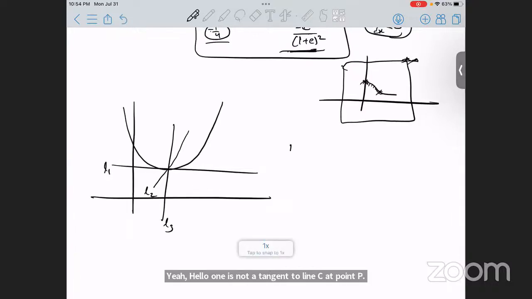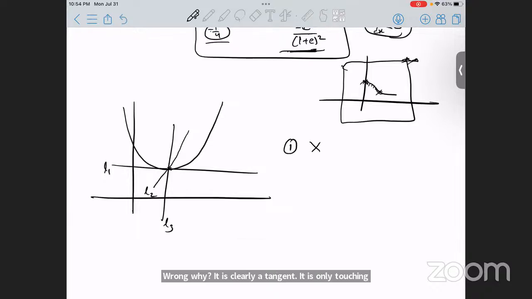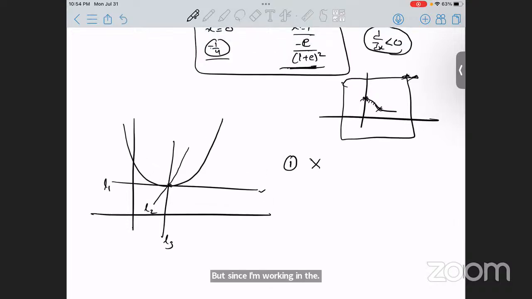Is it correct? Is option 1 correct or not? Wrong, sir. Wrong. Why? It is clearly a tangent. It is only touching at this point. But it's a vertical line, right? Not a horizontal. Look, so option 1 is wrong. Coming to option 2, L2 is a tangent line to curve C at point P. No, it is wrong. L2 is also not a tangent. L1 is the tangent line to C at P. Yeah, option 3 is correct.